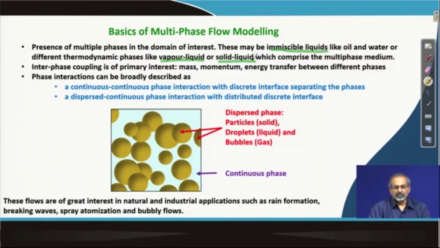Now, whenever you have multiple phases available in the flow, there is the presence of phase boundary, and across the phase boundary there would be exchange of momentum and also possible exchange of mass and energy. So, there is the issue of interface coupling which has to be taken care of, so that these exchanges of mass, momentum, energy can take place through the interfaces.